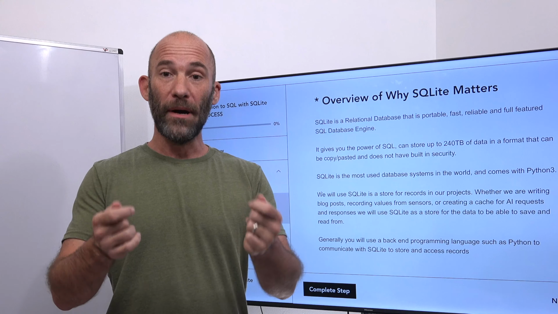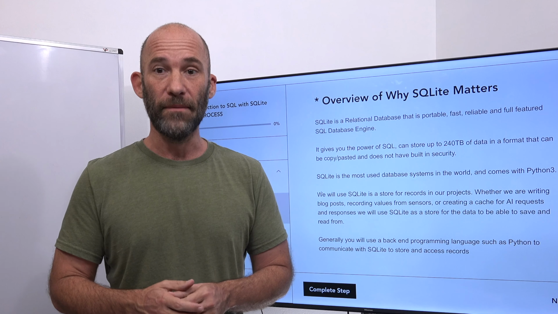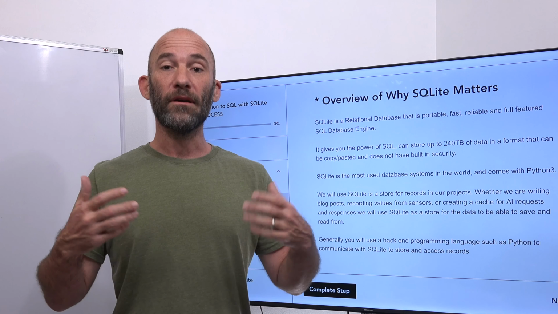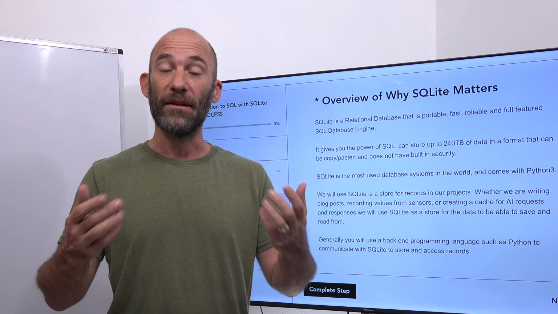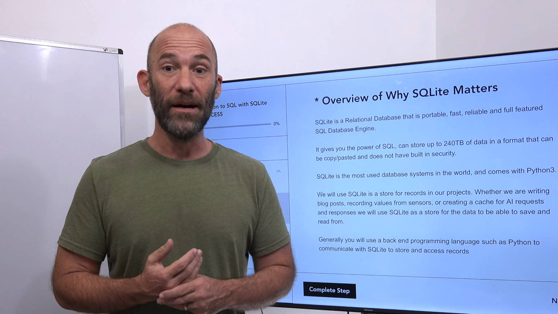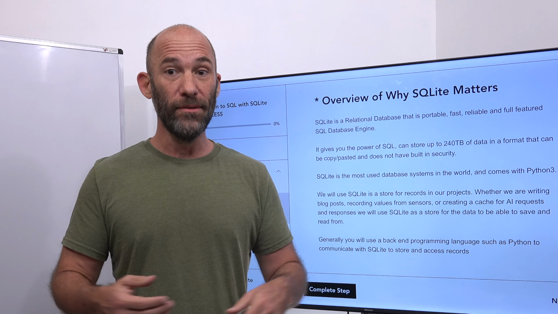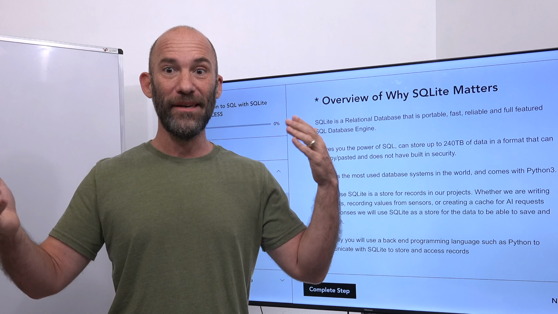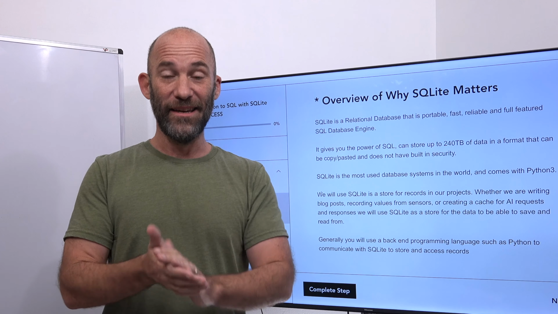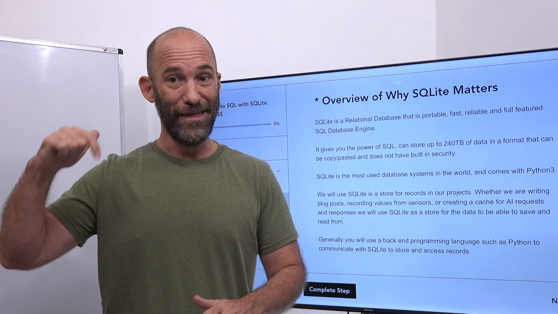When you install Python 3 onto your system, part of the libraries, part of the components that will be installed on your system will be SQLite 3. So that is the database engine. The great thing about SQLite is you literally just call it, you start interacting with it, and that is it. There's no security, there's no privileges, there's no TCP ports, there's none of that.